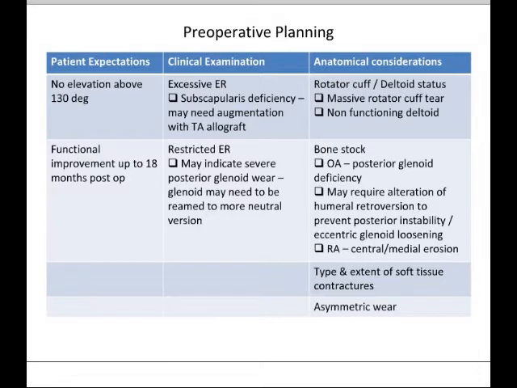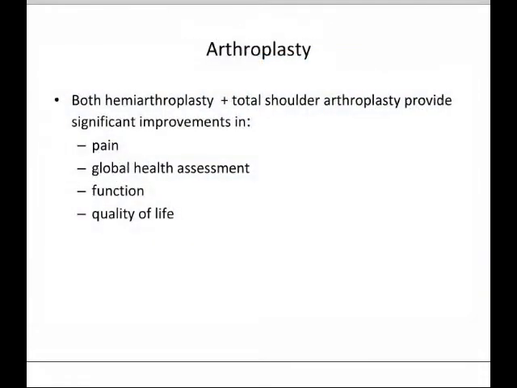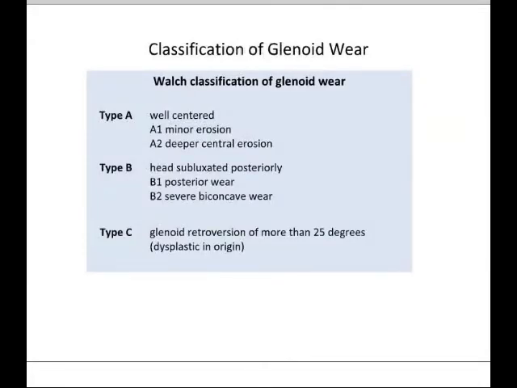So arthroplasty, both hemiarthroplasty and total shoulder arthroplasty, do provide significant improvements in pain, global health assessment, function and quality of life. And it's important to look at there is a classification of glenoid wear, which is the Walch classification, type A, B, and C. It's more descriptive rather than actually guiding management that much.